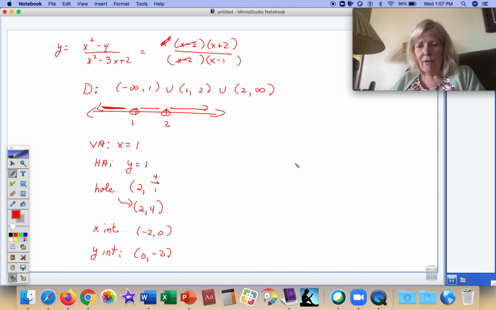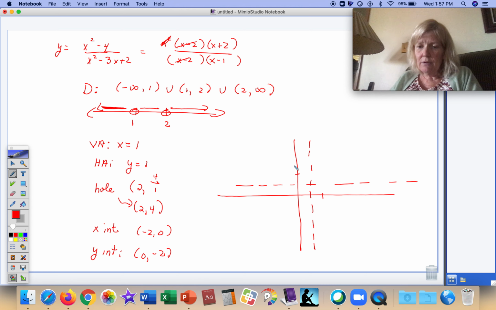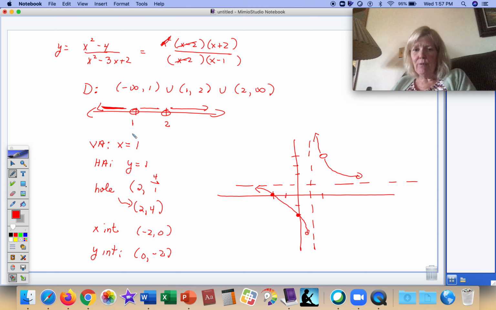Now if we graph those things, we have a vertical asymptote at x equals 1. We have a horizontal asymptote at y equals 1. We have a hole at 2, 4, so mark that spot. 2, 3, 4. Mark that hole right there. You have an x-intercept at negative 2, 0. Mark that with a solid dot. A y-intercept at 0, negative 2. Mark that. Use your graphing calculator to help you draw it, but go through the intercepts, approach the asymptotes, and over here connect, but don't go through the hole because there is no valid value at x equal 2.